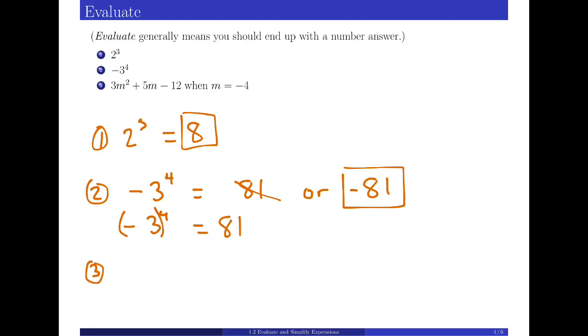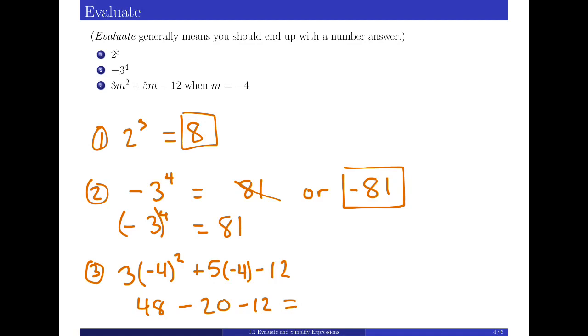Then the last one, evaluate 3m squared plus 5m minus 12 when m equals a -4. So that means we plug in -4 for m, and then just crunch that out. It's going to come down to a single value. So (-4) squared is 16 times 3 gets us 48, plus 5 times a -4 will actually give us a -20, so we could put -20 minus 12. 48 minus 20, that gets us 28 minus 12, which gets us down to 16.